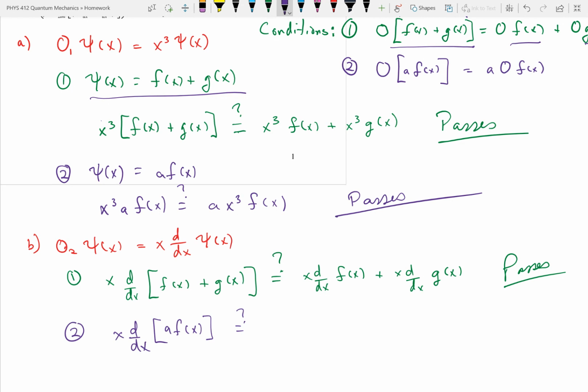And then that will equal our a times the quantity x d over dx psi squared, or I mean psi of x, or f of x, sorry. In which case, that would pass. Yes, that would pass.